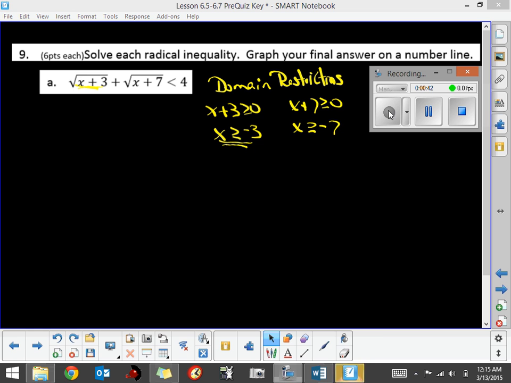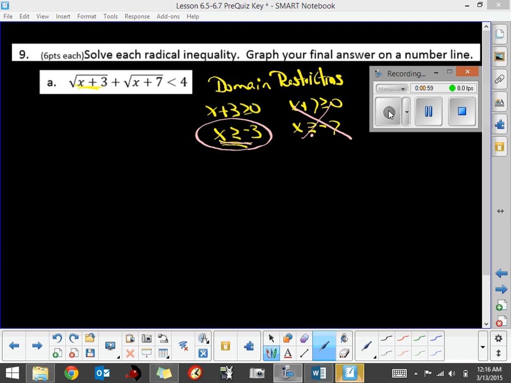Now the restriction that we already have, that x has to be greater than or equal to -3, will supersede this one, so we really don't need that one. We can disregard that one because as long as we have values that are greater than -3, they're automatically going to be greater than -7. So now we go about the work of solving our radicals.